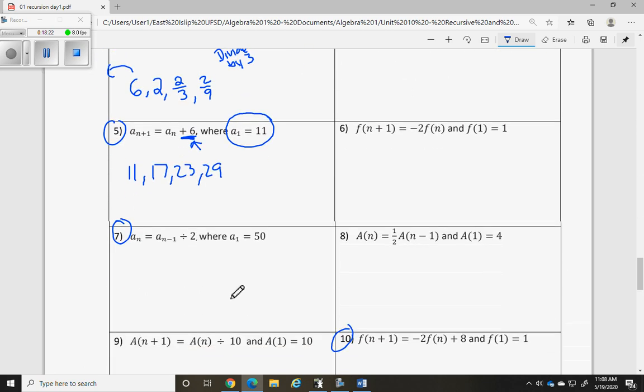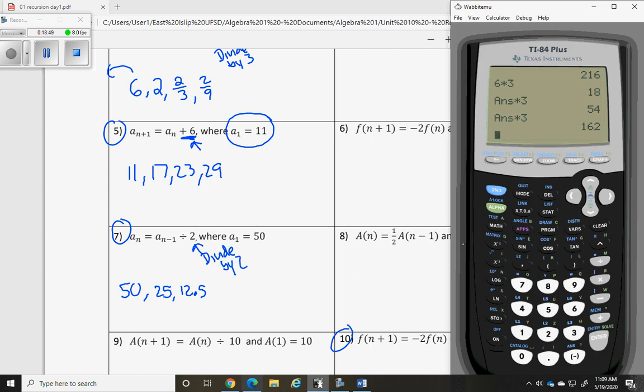Let's take a look at number 7. What do I know? Yep, you're right, 50. What do I do to it each time? Absolutely. Divide by 2. So if I divide this by 2, I get 25. If I divide this by 2, I get 12.5. Or I could have written it as 25 over 2.